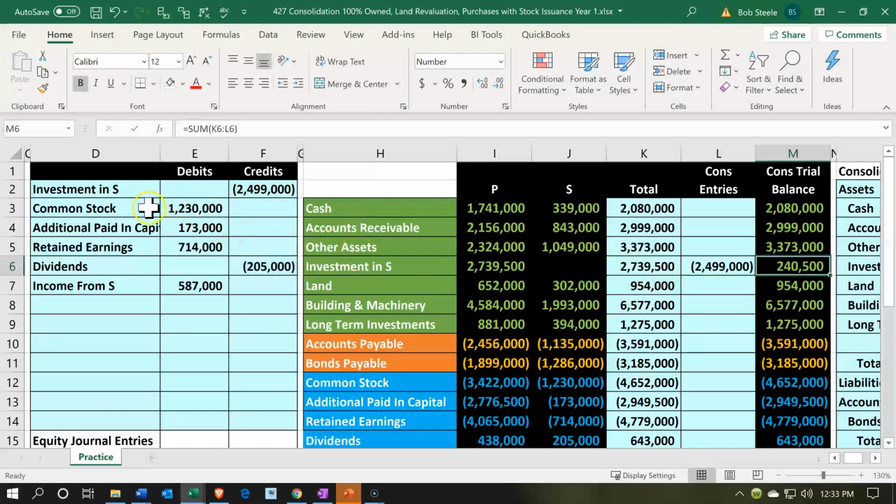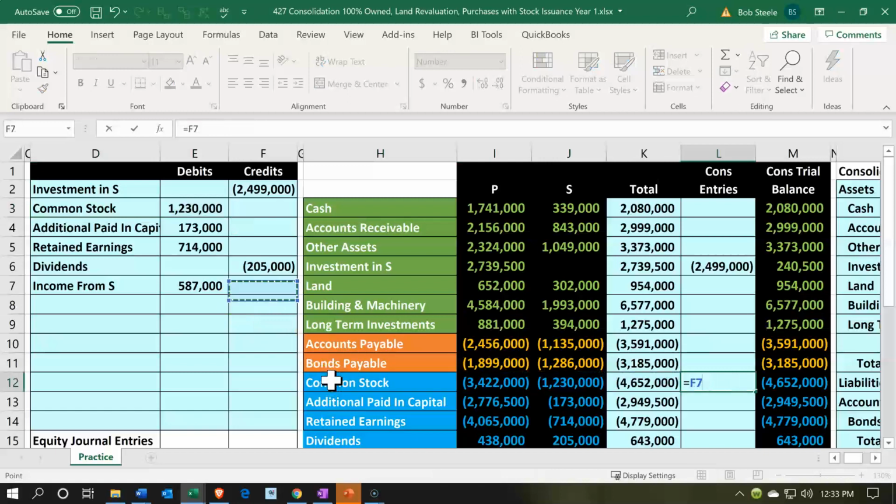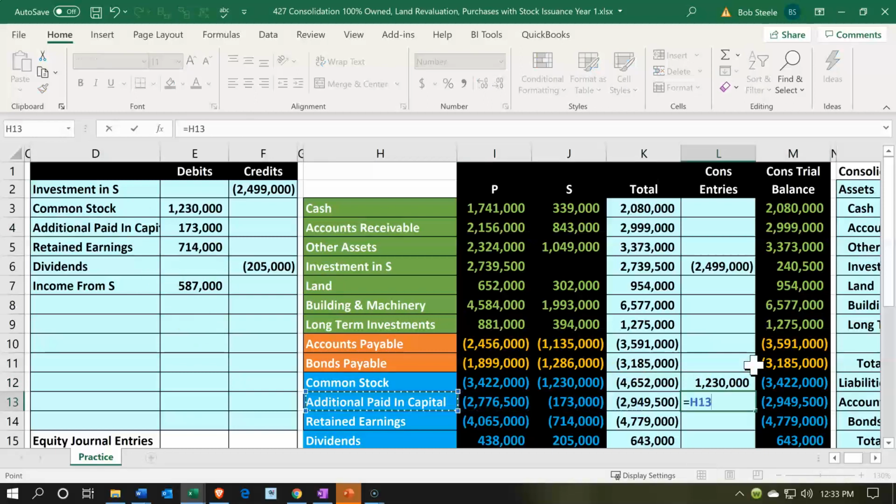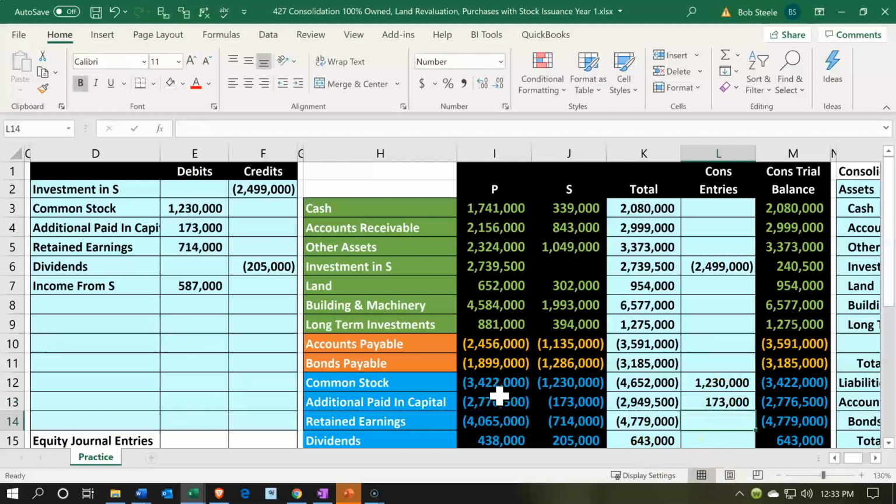And then if we go down to the common stock, we're going to say this equals, as we've seen before, the $1,230,000. So this was P's, this was S, this is added together. We removed S's, leaving us with P once again. And then we'll post the additional paid in capital. So additional paid in capital here in L13 equals, scrolling on up to the 173. So once again, here's P's amount, there's S's amount, there's the total. We removed S's amount, left with P's amount again.